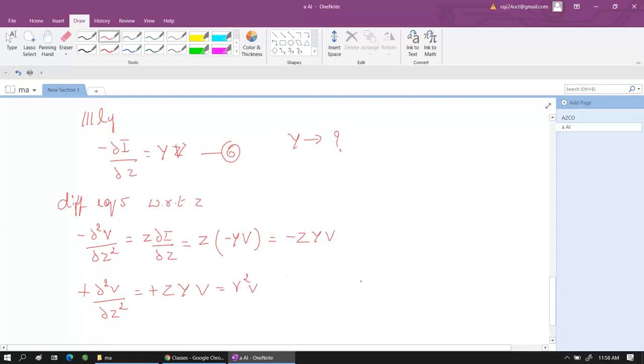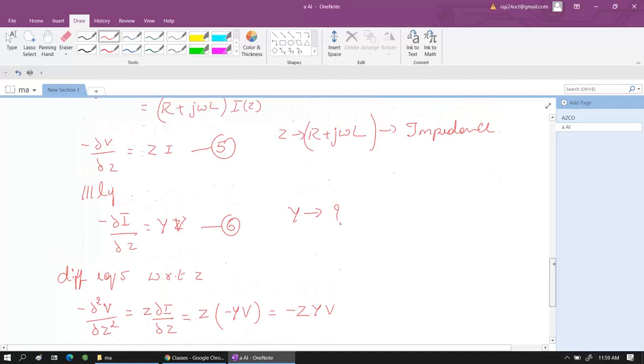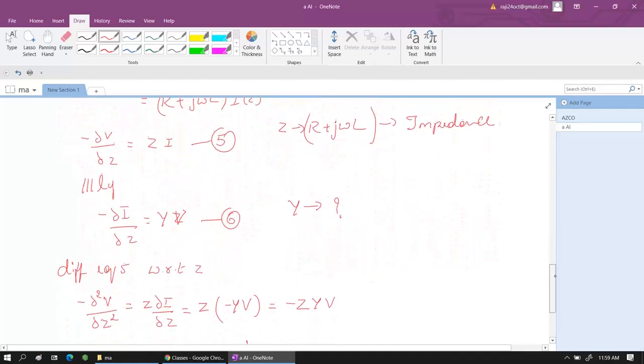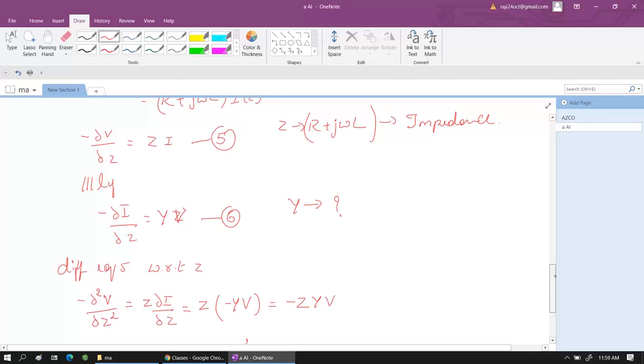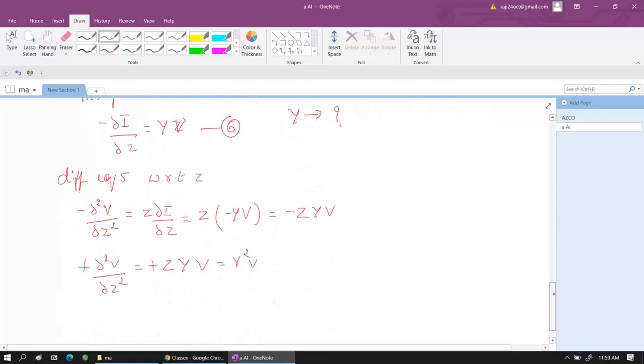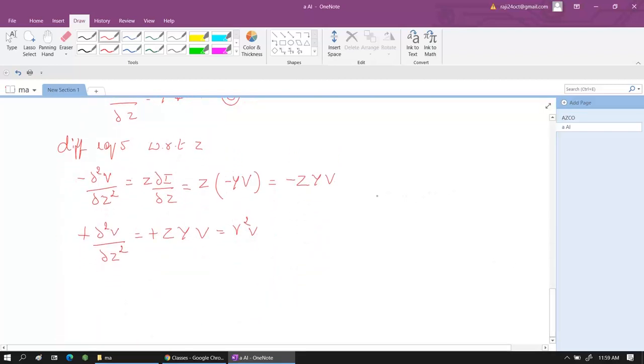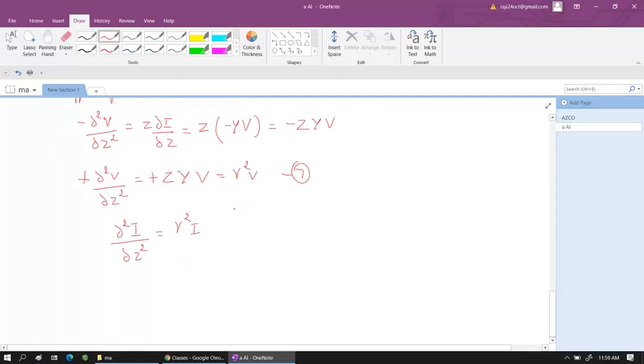Now in a similar way as I have done here, what did I do? I had differentiated equation 5 with respect to z, right? In a similar way, if you differentiate with respect to equation number 6, what you will get is, I guess now you can imagine, ∂²I/∂z² will be equal to gamma square into I. In place of voltage, it will be in terms of current. Now I'll consider this as equation 8.